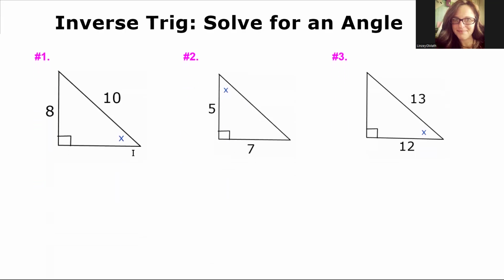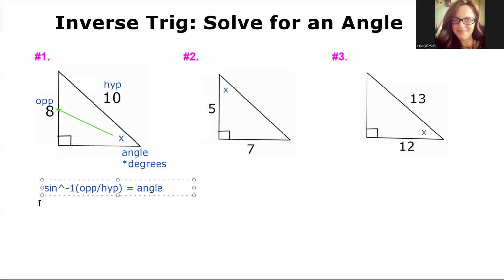Number 1. We're trying to solve for this angle, and we are going to work in degrees, so make sure your calculator is in degrees. We are given the opposite side of the angle, and this is the hypotenuse, the side opposite the right angle. Since we have the opposite and hypotenuse, we can use inverse sine, opposite over hypotenuse, to solve for the angle. And we'll fill in our formula.